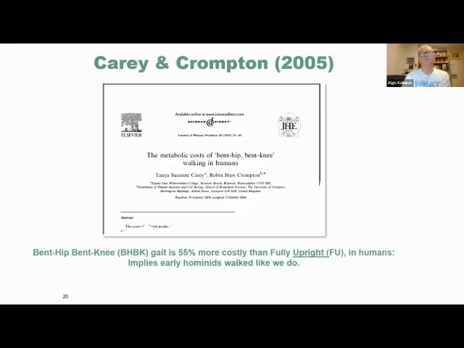So this study followed on from Carey and Crompton. Robin Crompton and his guys at Liverpool John Moores University published a paper just a few years before mine, and he did this study on a treadmill with human subjects moving with a bent hip, bent knee gait at around 50% flexion, and he found that it was much more costly than moving fully upright. Surprise, surprise. If you've ever tried it, when you've got a minute, try walking around with a bent hip, bent knee for a few minutes, and you find it's quite tough. It hurts after a while.